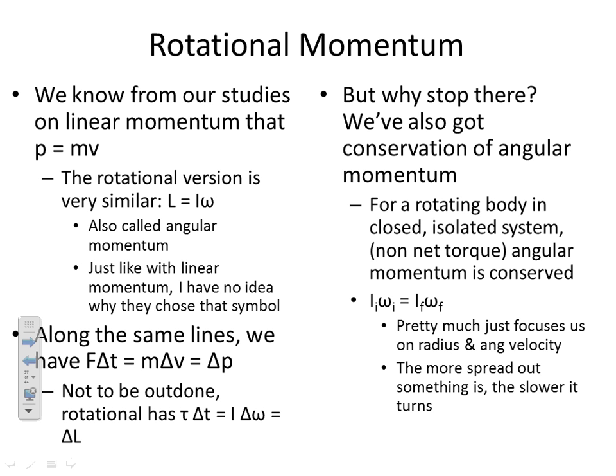Unfortunately, and I have no idea why, we're no longer using Greek letters to demonstrate angular stuff. But the concept there is still pretty easy. We know about linear or translational momentum, P is equal to mv. The rotational version of this is going to be L equals I omega.